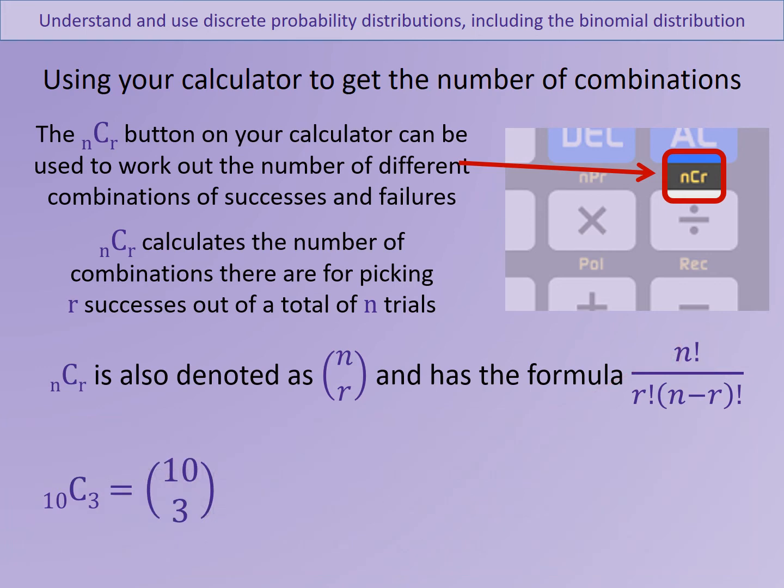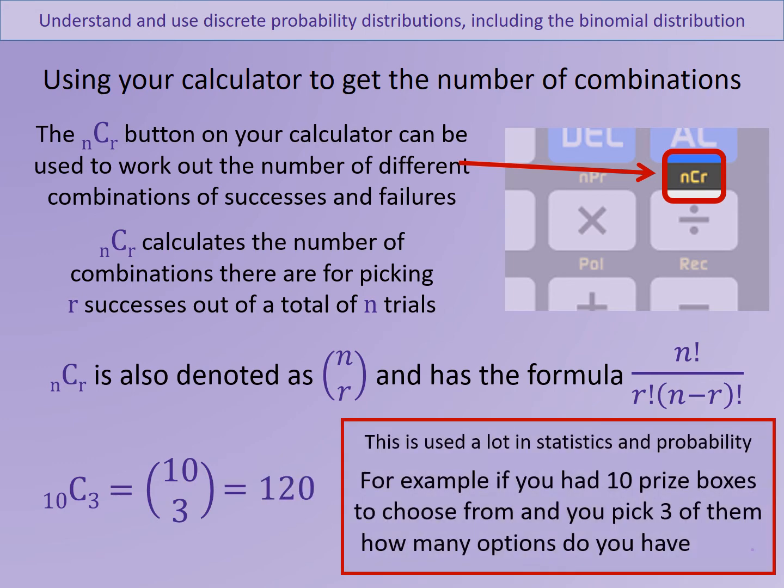And so if you were working out 10C3, which we would write as 10 over 3 inside of a bracket, that would give you 120. And this is used a lot when you're looking at statistics and probabilities. So in this example, if you had 10 prize boxes to choose from and you pick 3 of them, how many options do you have? You have 120.